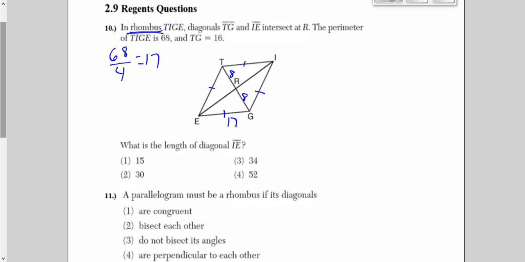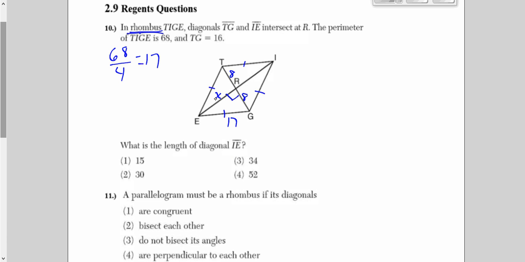Okay? What else might help us here? They want us to find IE, that diagonal. You always ask yourself, are there any other shapes in this diagram that we know how to work with to help us? Well, okay, triangles. What kind of triangles? Why are they right triangles, guys? Because this is a rhombus. Why are these all right triangles? There you go. We have a right triangle, and we have two sides of it, don't we? How do we find the missing third side?